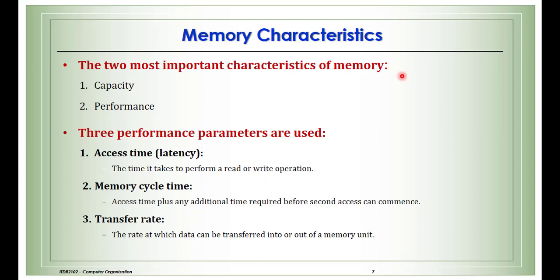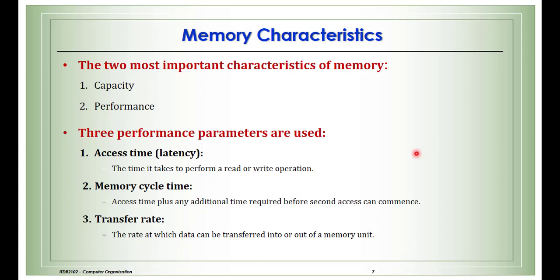Now, what are the parameters? How can we measure the performance? So we have three parameters that we can use to measure the performance of the memory. The first parameter is the access time or latency. So what's the access time? It is the time it takes to perform a read or write operation to the memory or from the memory.